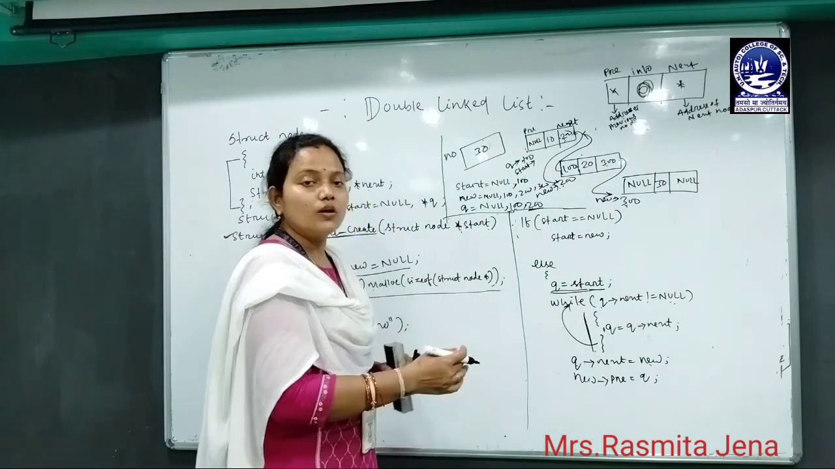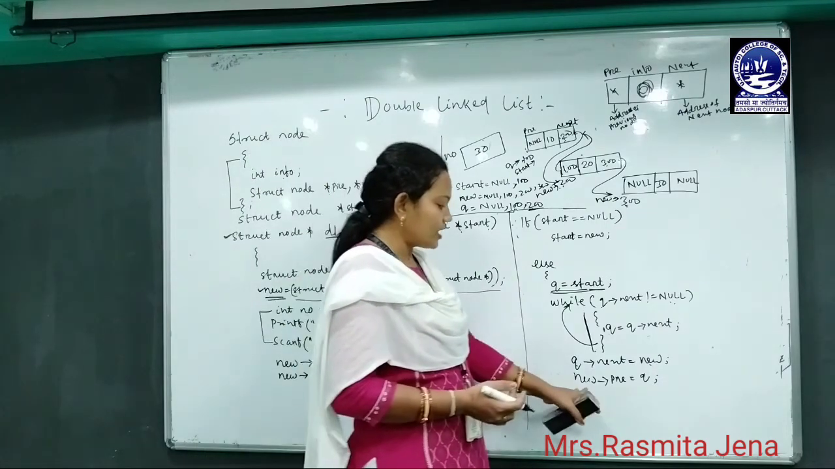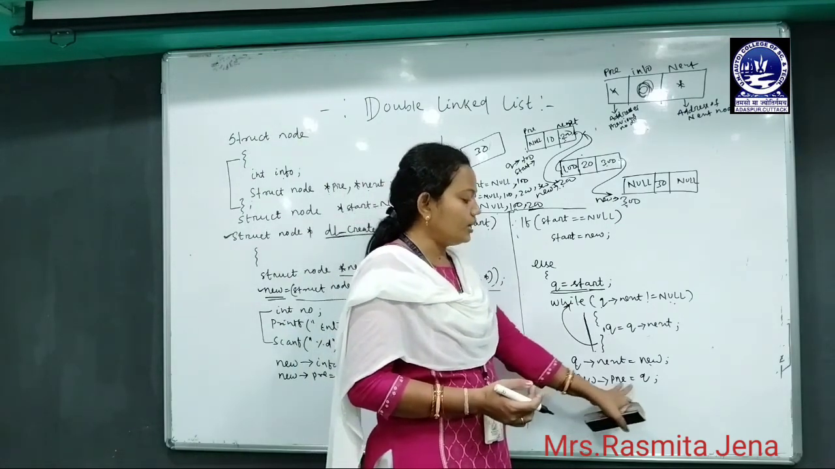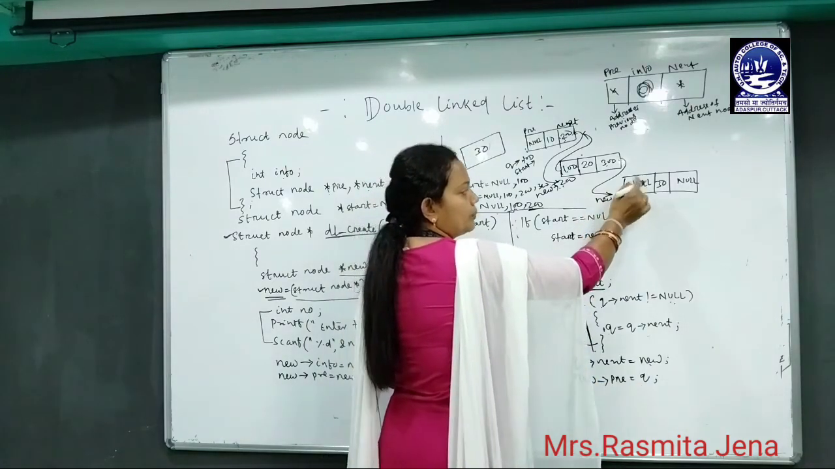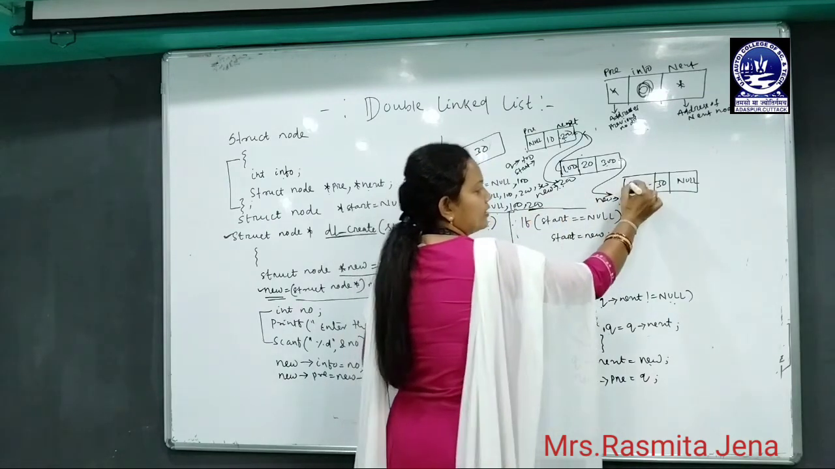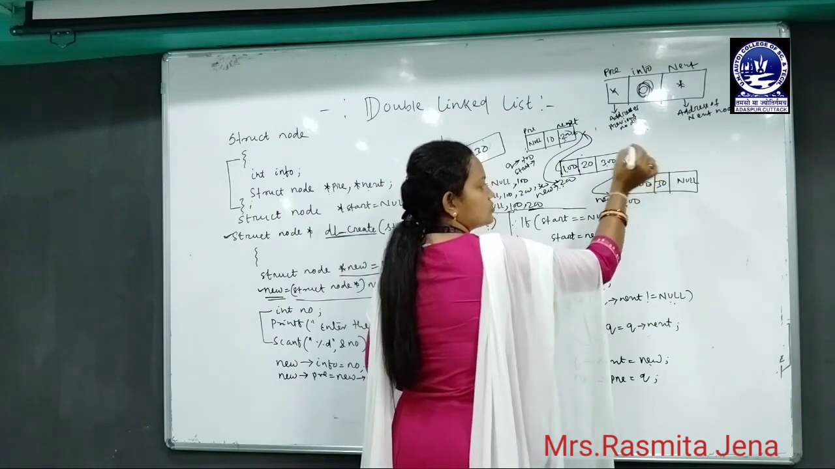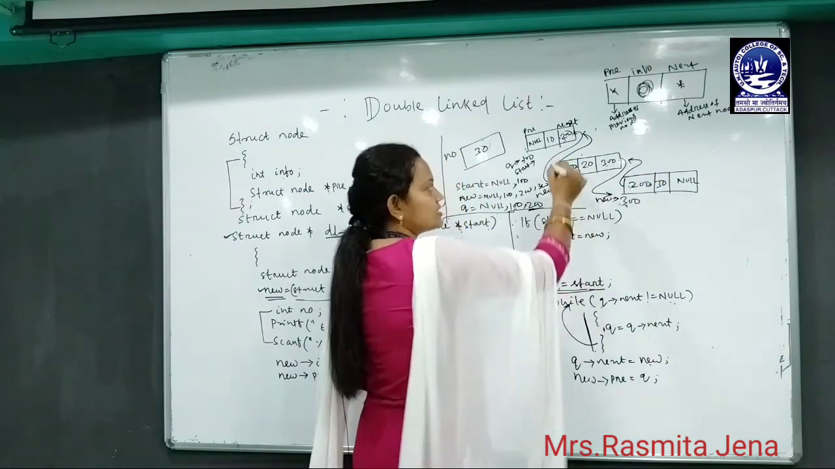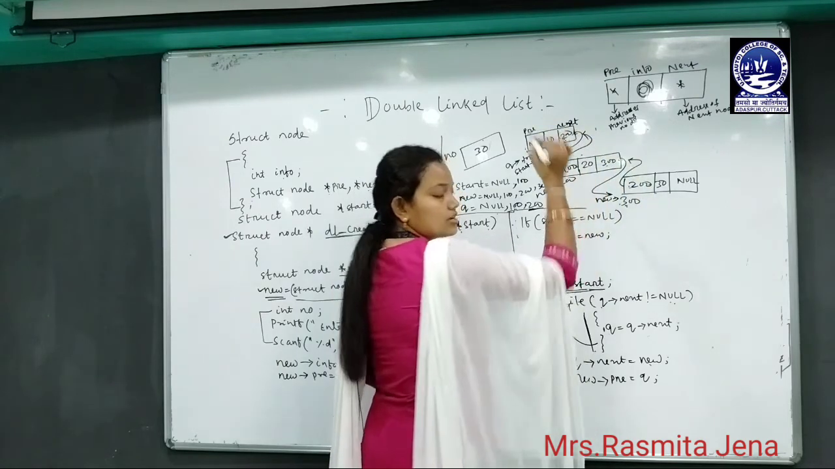I will also link the backward traversal nodes. For that I can write new pre equals to q. So new is 300. At the pre part of the new node I will store q. So q is 200. Then here I am writing 200, and when I write this, it will point to this node, and you can see we can traverse forward and we can also traverse backward.